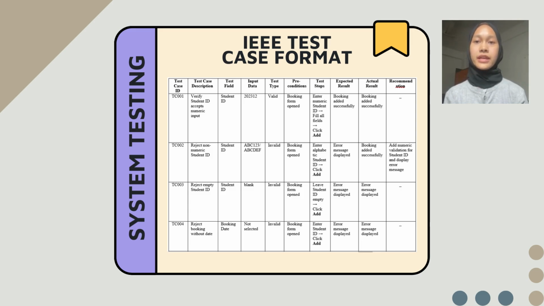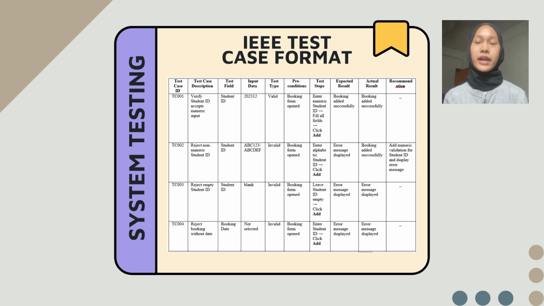Next, we have invalid student ID. This test checks non-numeric student IDs. Even though an error message was expected, the booking was added successfully. So, this indicates a validation issue, and we recommend adding numeric validation.